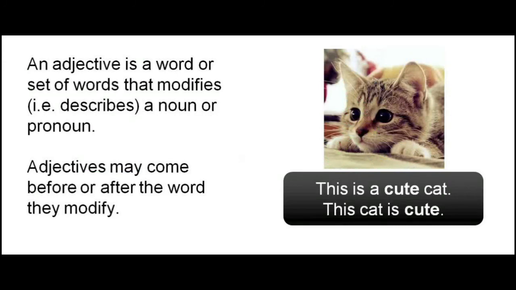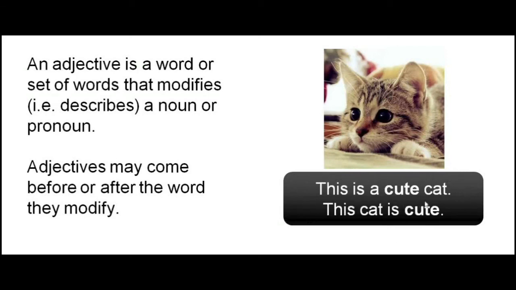An adjective is a word or set of words that modifies, in other words, describes a noun or pronoun. Remember that adjectives may come before or after the word they modify. Now let's have a look at the examples over here.